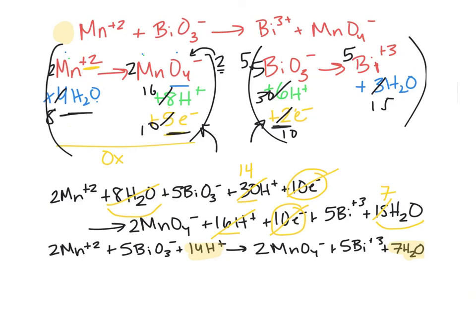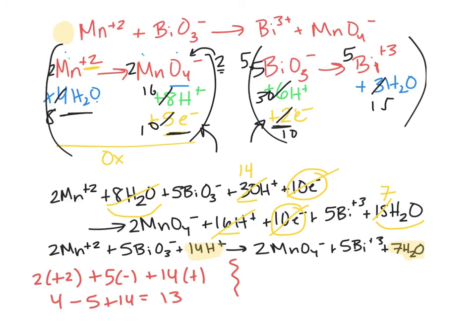So let's just check our charges on both sides just to double check that they're balanced. I have 2 plus 2 charges from that manganese. I have 5 minus charges from that BiO3, and I have 14 positive charges from that H+. So I have 4 minus 5 plus 14 equals 13. I did that math right? Yeah. Okay. Let's check our other side. I'll have 2 negative 1s from the MnO4 and 5 plus 3s from that Bi, and the waters are neutral, so I have negative 2 plus 15 equals 13. Oh, look at that. Beautiful.